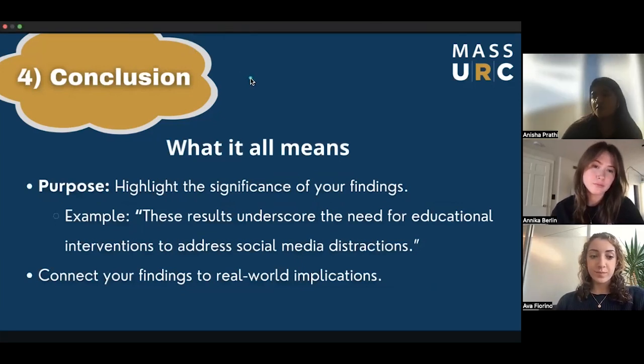Next up is the conclusion. The purpose of the conclusion is to highlight the significance of your findings and show what it all means in the bigger picture. For example, the sentence, "These results underscore the need for educational interventions to assess social media distractions," allows the writer to connect their findings to real-world implications. Find a way to show the significance that your work holds to the reader.